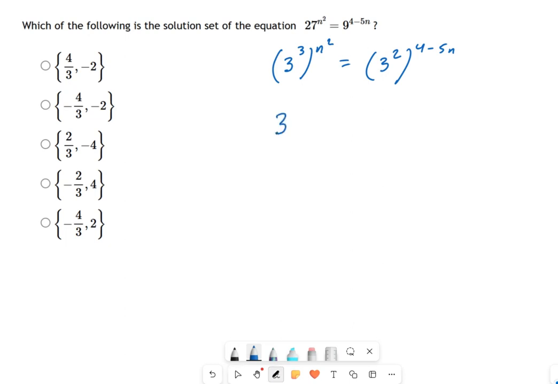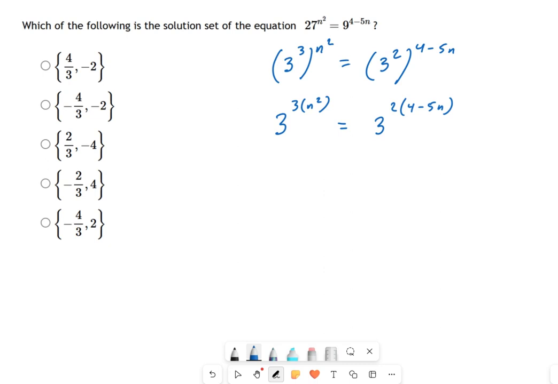And those are going to work in the following way. If I have an exponential number, 3 to the third, and I raise it to an exponent, that's the same as multiplying the exponents together. Okay, I'll do this again on the right so you can see what's going on. On the right, this is going to turn into 2 times 4 minus 5n. Okay, and now all of a sudden, like magic, it's just a single base, 3, and a single exponent.